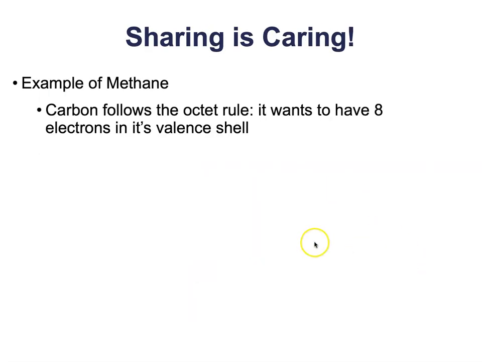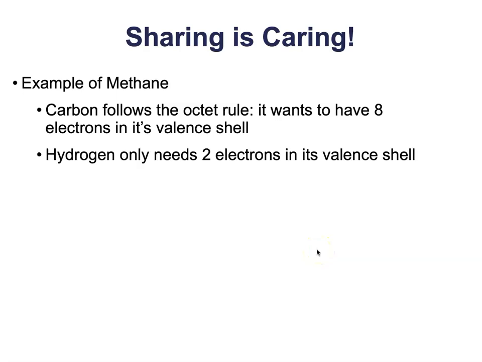So here's our example of methane. This is just the words, so you can have a written version of what I just said. In the example of methane, carbon is going to follow the octet rule. It wants to have 8 electrons in its valence shell, but he's got a long way to go with having only 4. There's a lot to drop off. That's a lot to pick up. So the easiest way to do that without destabilizing or changing the charge of the atom is going to be to just temporarily share.